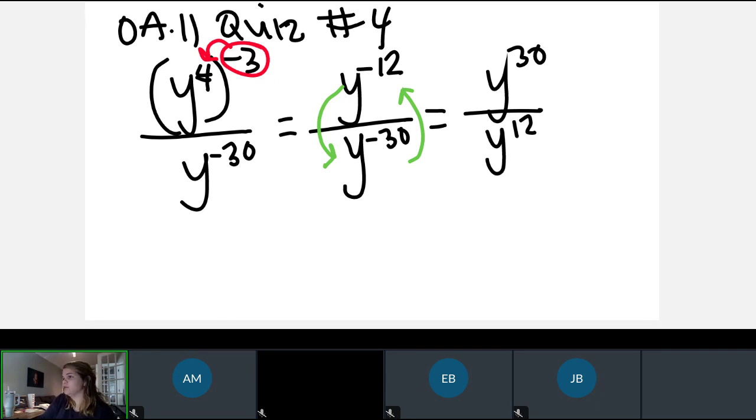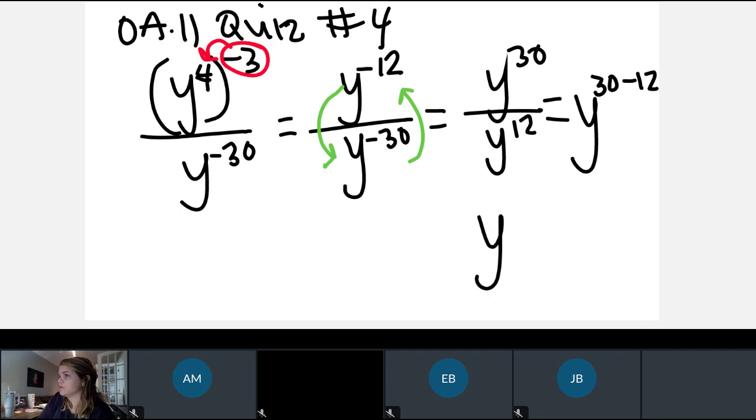Again, this is a division problem. So this is y, and our exponent is going to be 30 minus 12, the top number minus the bottom number. So this would end up being y to the 18th.